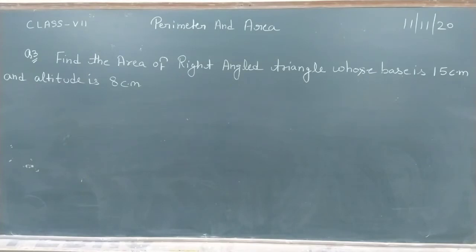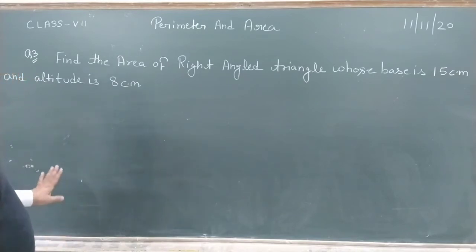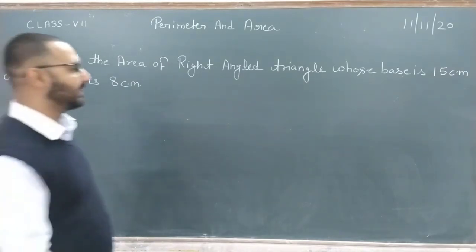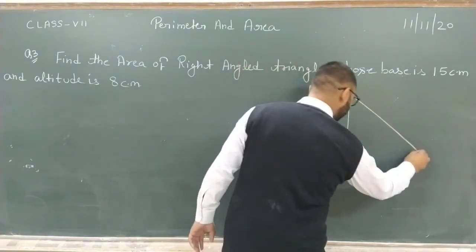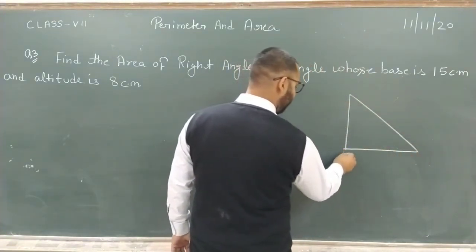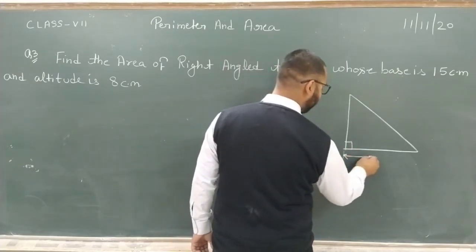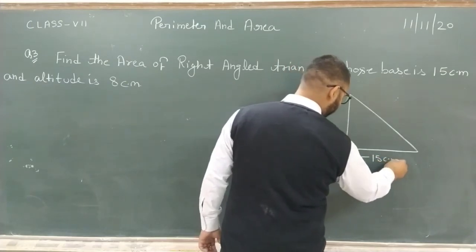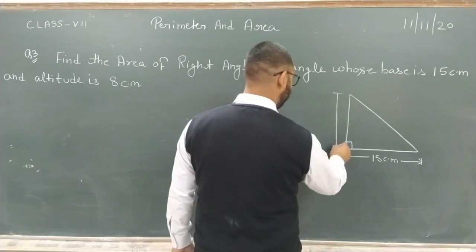Now after square and rectangle, let us discuss the question on the next shape, that is triangle. So here the question says find the area of right angled triangle whose base is 15 centimeter and altitude is 8 centimeter. So this will be the figure like this. Base is right angle, base is 15 centimeter and altitude is 8 centimeter.